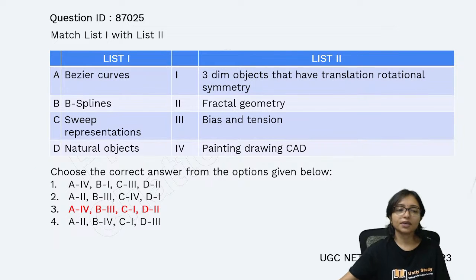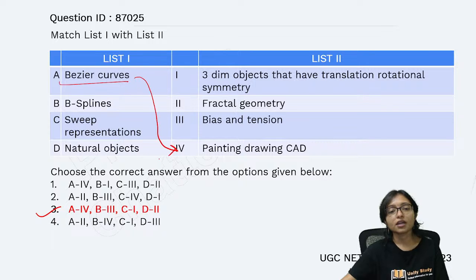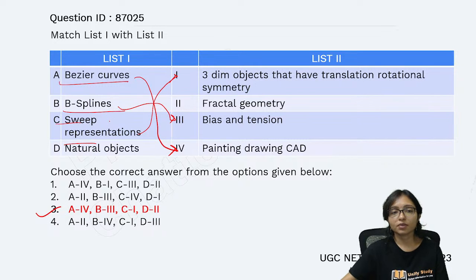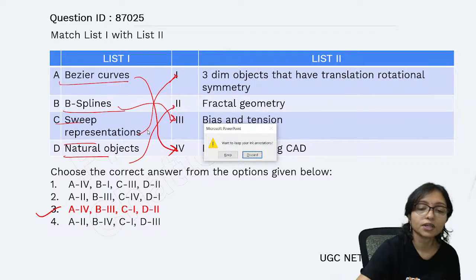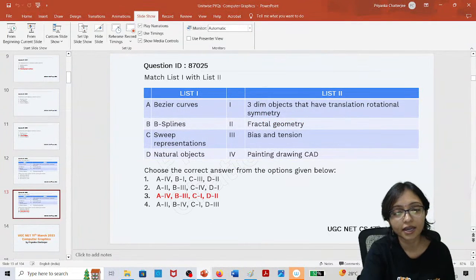Okay, answers are coming. Yes, option 3 is the correct answer, because Bezier curve is used in painting, drawing, CAD. B-spline curve is where we use the bias and tension. Then the sweep representation is for three-dimensional objects, translation symmetry. Natural objects use fractal geometry. So this will be the answer. Now I am coming to the curve topic, so that this curve topic will be clear.